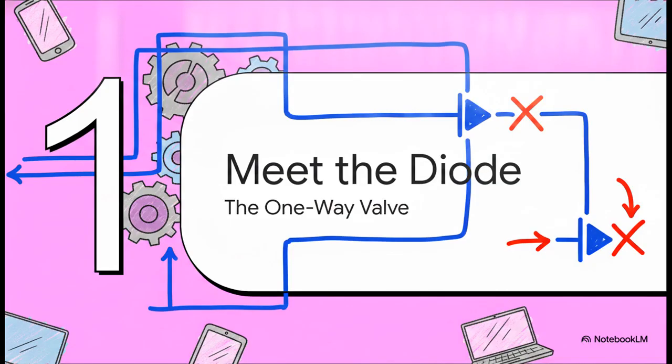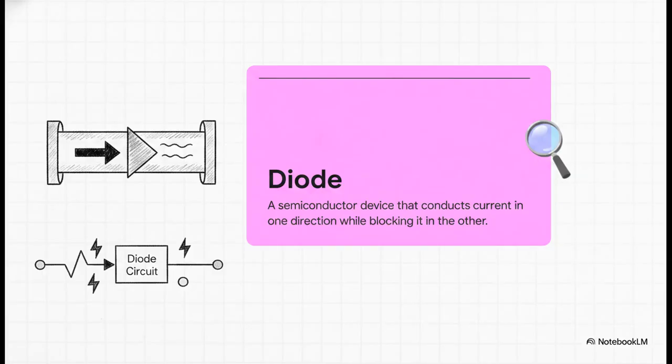Meet the diode, the one-way valve. So, at its very core, a diode acts as a strict one-way valve for your circuits. Imagine a water pipe, right? The water can only flow freely in a single direction. If it tries to reverse, bam, a physical flap slams shut. A diode does exactly this just for electricity. And this simple little capability, it's literally what makes things like converting AC power from your wall into the DC power your laptop needs entirely possible. It's a total game changer.